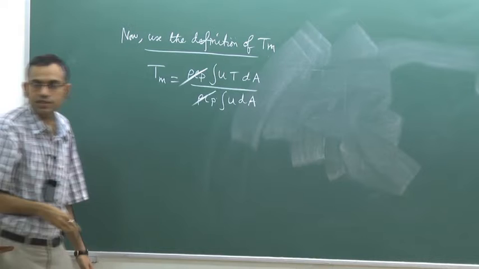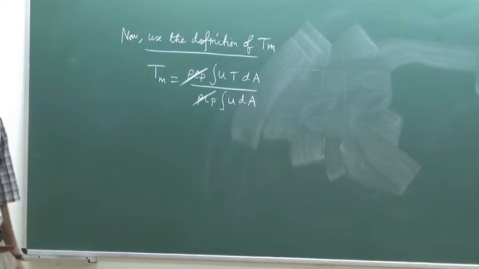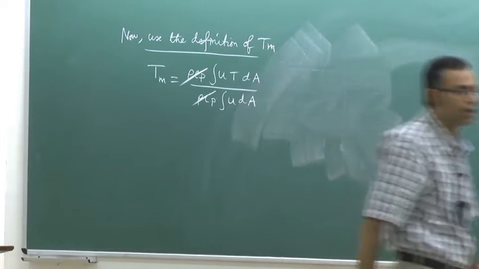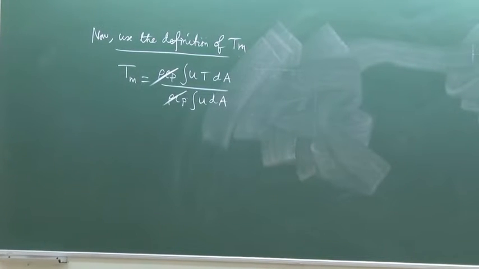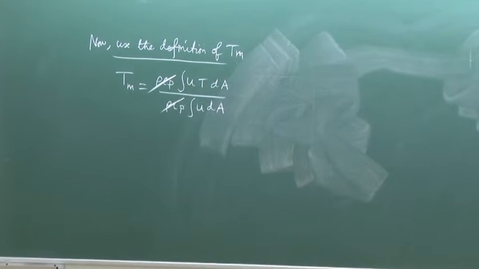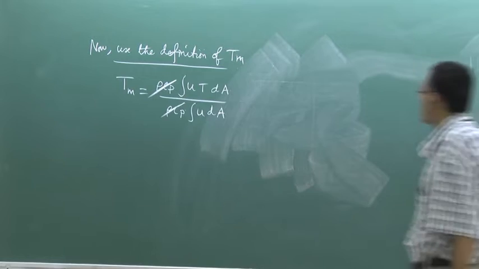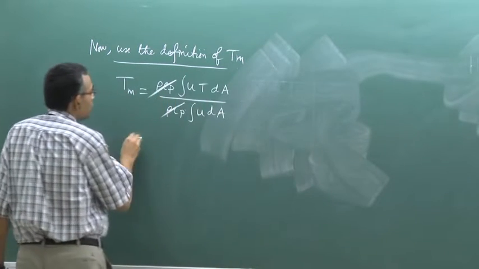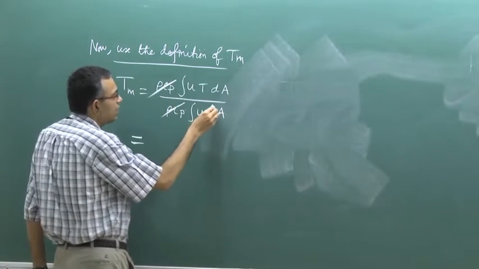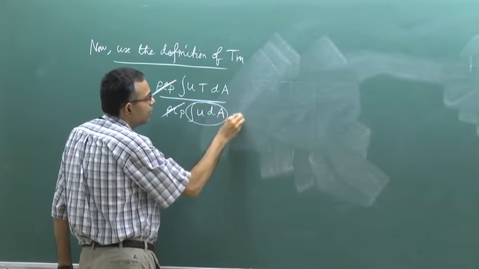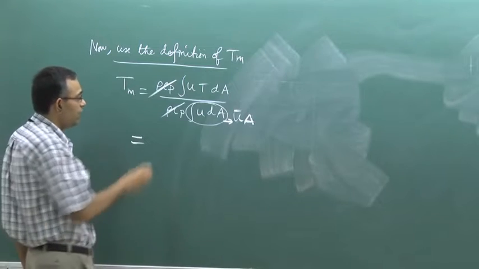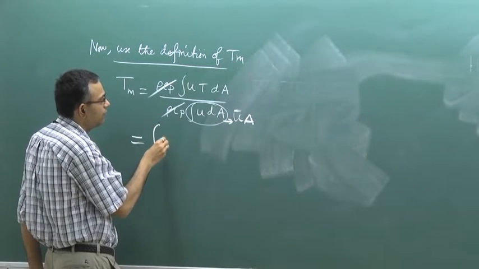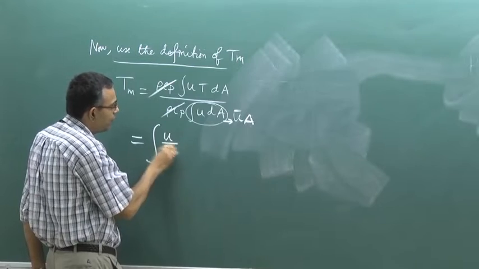This rho Cp is constant for this problem, so we cancel the rho Cp part. So we can write the integral of u dA is u average into A. So we have the integral of u by u average.